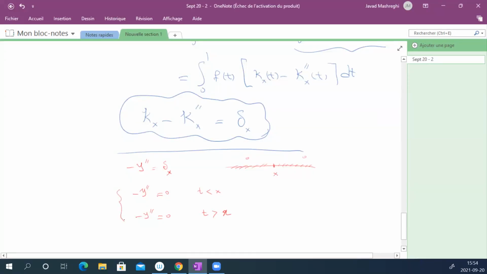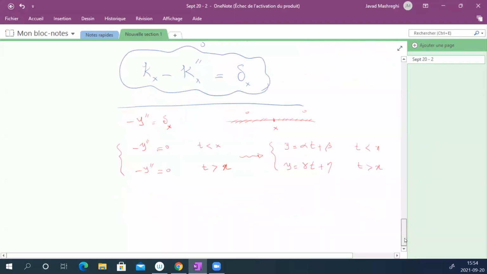At the end of the day, we have something like this. And so what we did, in fact, we solved each equation independently. Here we found alpha t plus beta. Alpha, for example, it was c, beta was d. And here another form constant, gamma t plus eta for t less than x from t bigger than x. And now we try to find alpha, beta, gamma, and eta.